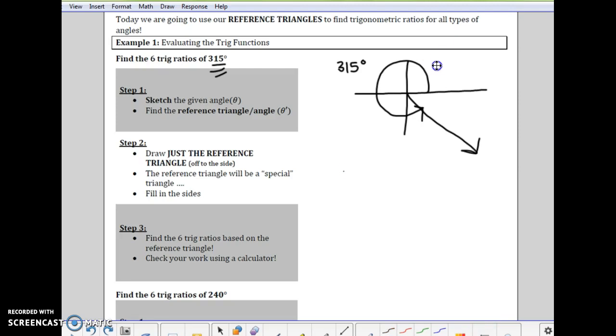From here, look at our reference angle, and that's that guy right there.